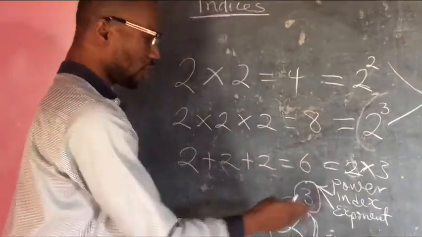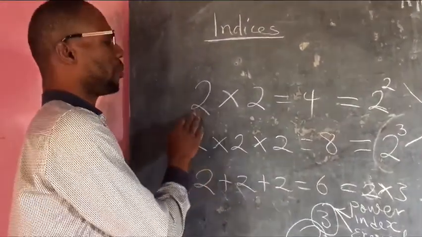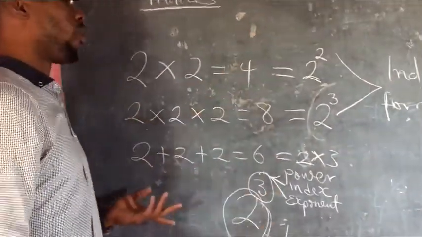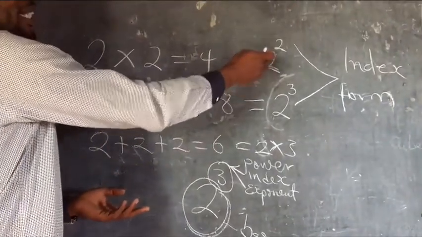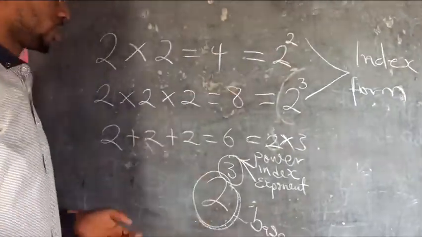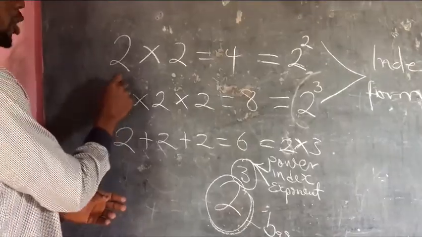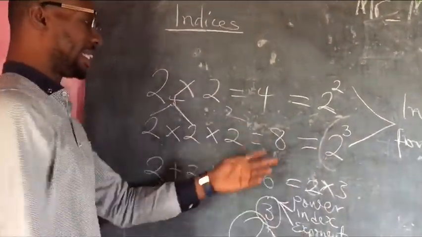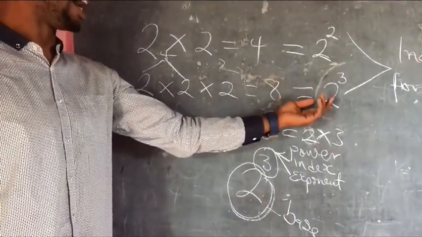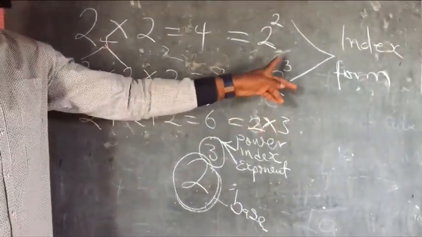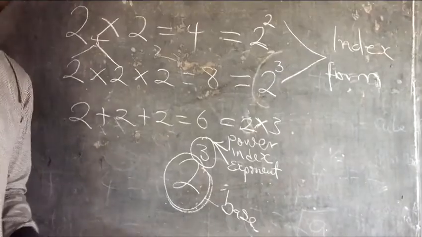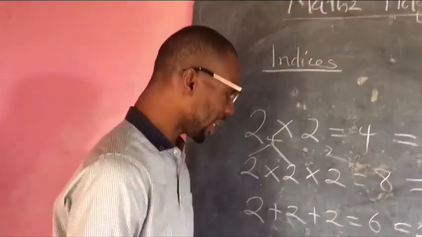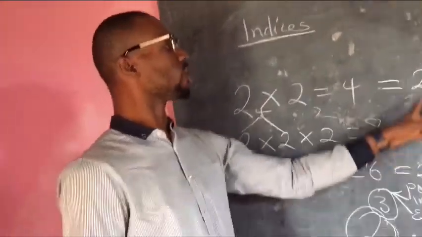Now, why would they do this thing? Why are we expressing numbers like this? Somebody will say, if I multiply 2 by 2, I get 4, and 4 times 2, I get 8, so I will just write 8. Why do I have to express it as 2 raised to the power 3? You are right, you did right. But why do they express numbers like that?